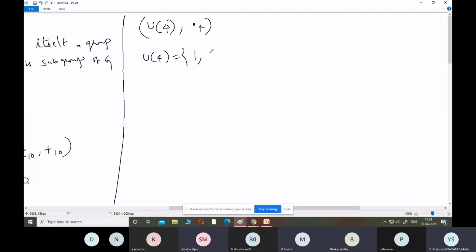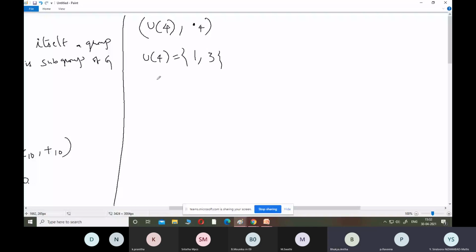1, and 2 is also an element of this. 3, ma'am. 2 is an element of this? No. Tell me the next element. 1 and 3. Okay, right. Very good. Now tell me, is it closed?